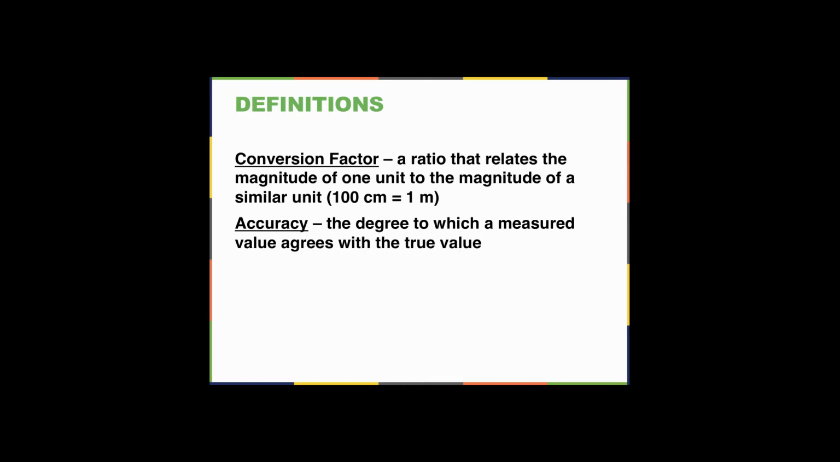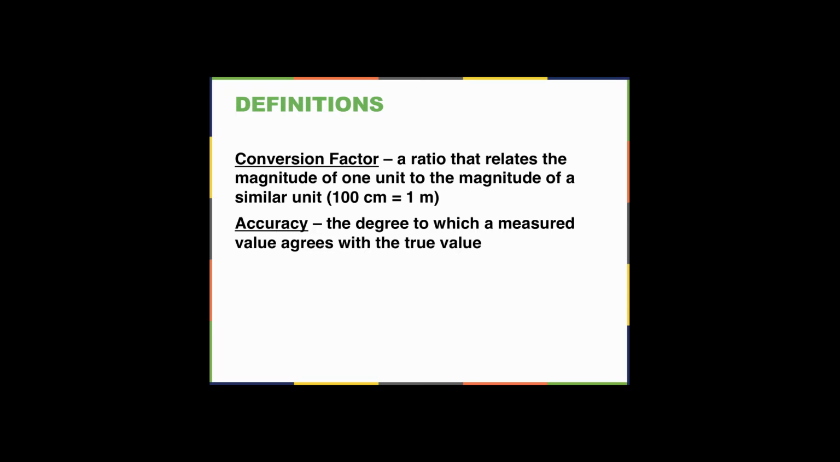Now, the second thing I told you we were going to review in general was the idea of accuracy. Accuracy and precision are two ideas that we have to distinguish, because we're going to be talking about significant figures here in just a minute, and significant figures are a measure of precision and not accuracy. Accuracy is the degree to which a measured value agrees with the truth.